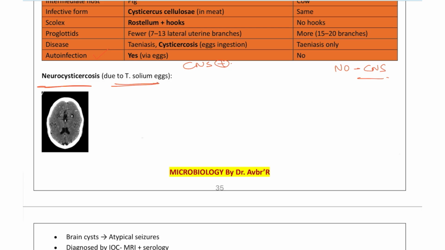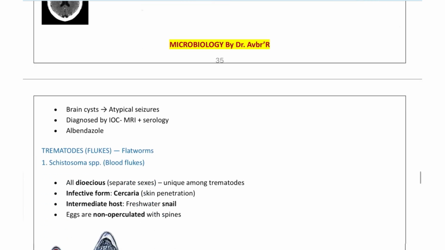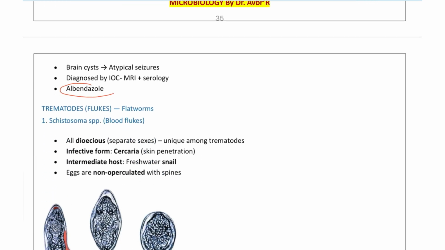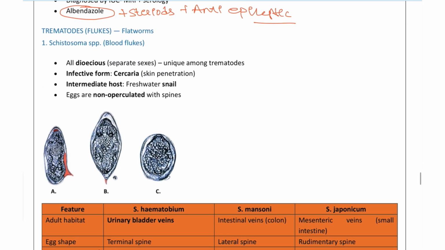Neurocysticercosis, as I was telling, is associated with Taenia solium. Drug of choice for them is albendazole that you have to give, plus steroids and also anti-epileptics, right? Anti-epileptics that we are going to give for this patient.